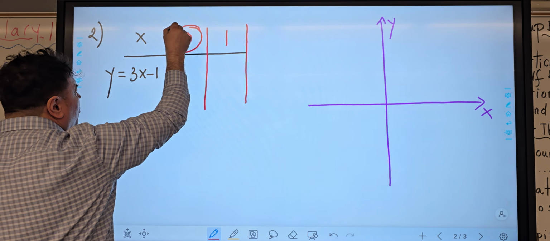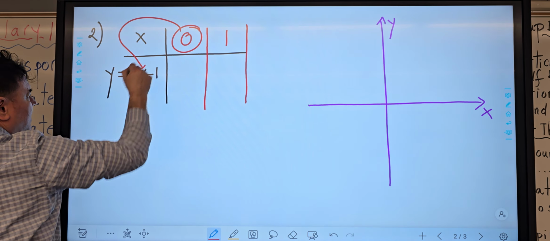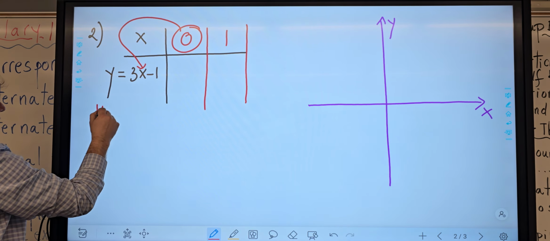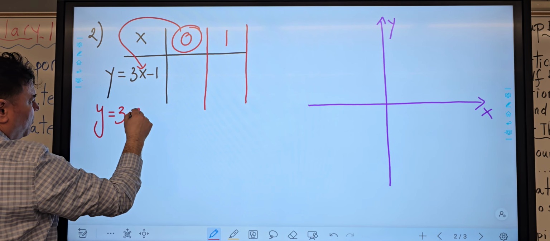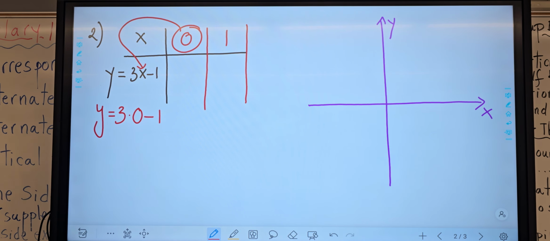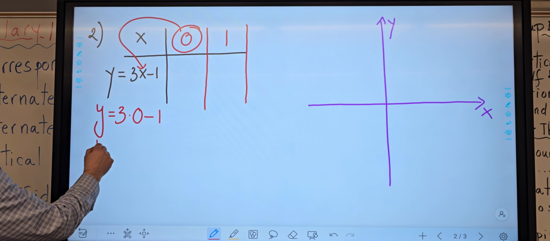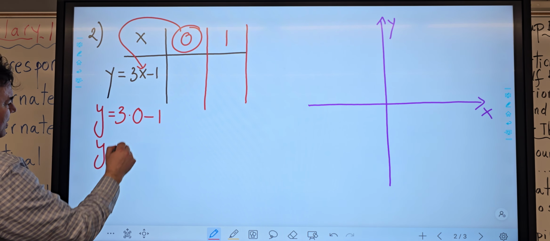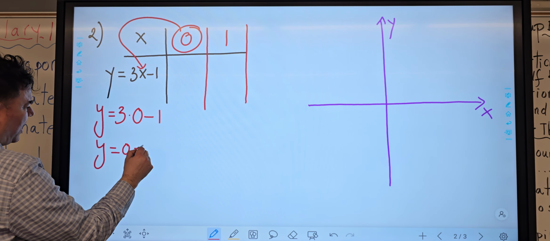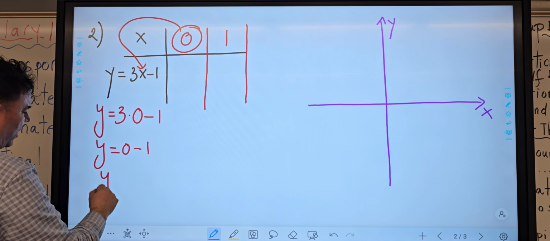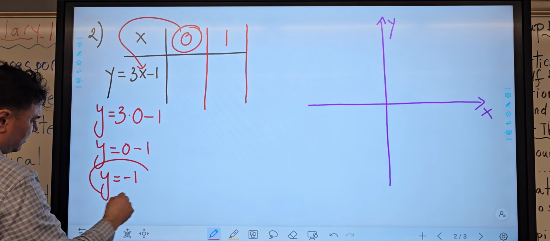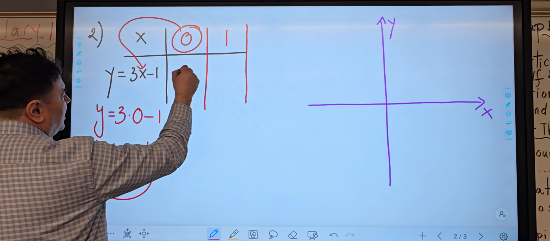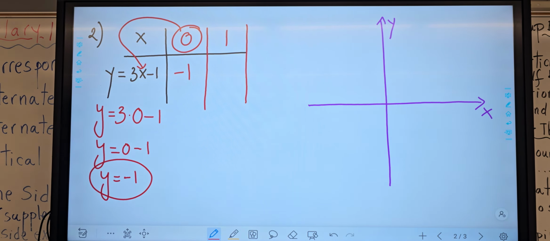So let's plug in 0 for x and then solve for y. So we have y equals 3 times, instead of x, we have 0 minus 1. And then we have y equals 3 times 0 is 0 minus 1. So we have y equals 0 minus 1 is negative 1. That's it. Negative 1 for the y.